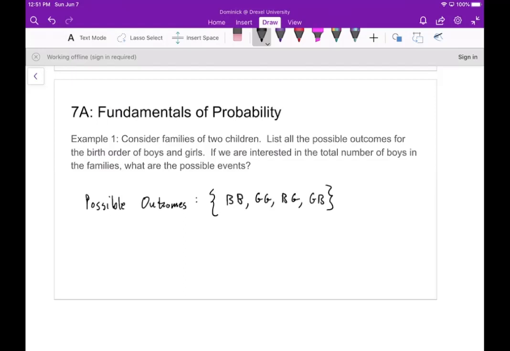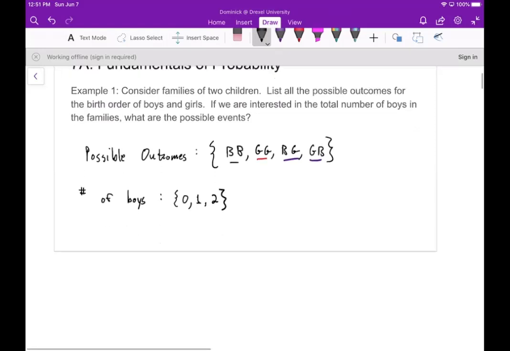Now, if we're interested in the number of boys, then from these outcomes, we can either have 0 boys, that would be this option right here, the both girl option. We could have 1 boy, which would be either of these two options. And then we could also have the 2 boy outcome, which would be both boys. So that's the difference between possible outcomes and number of boys for this particular example.